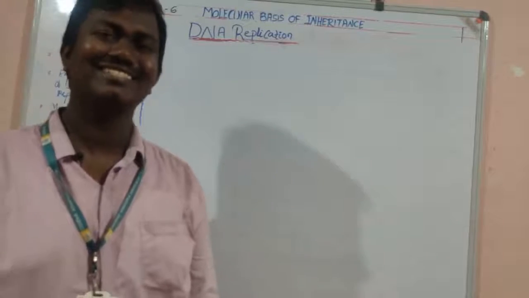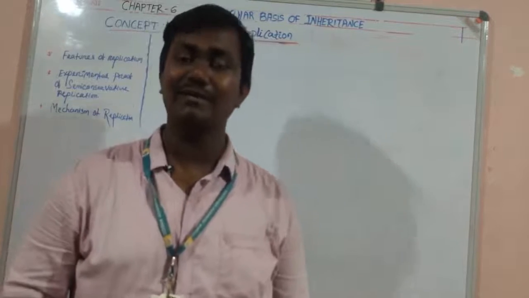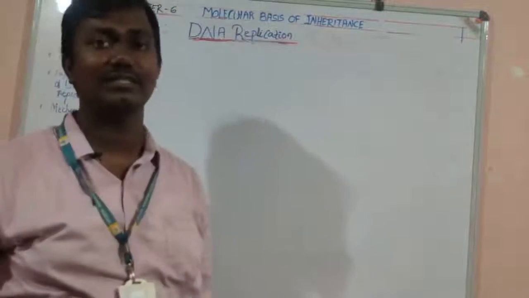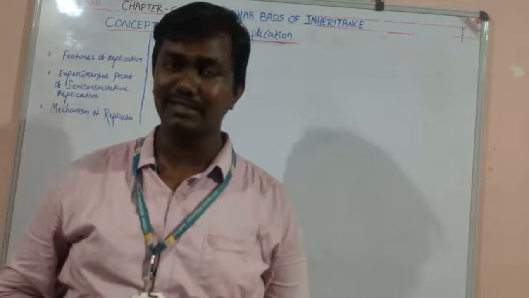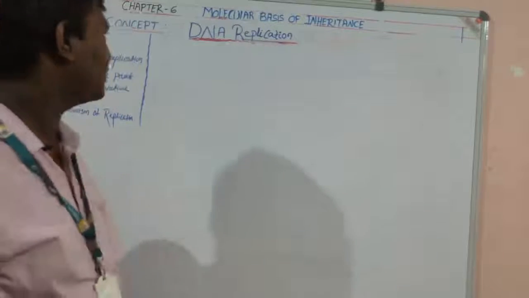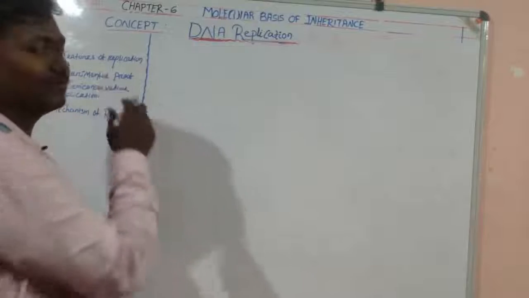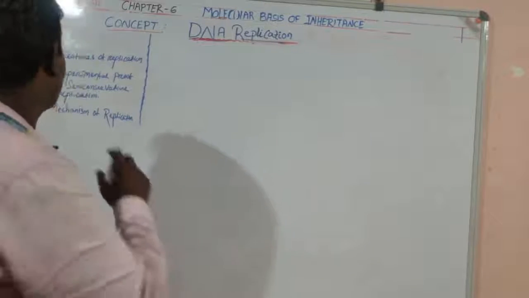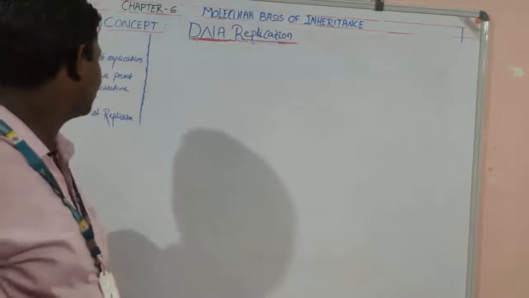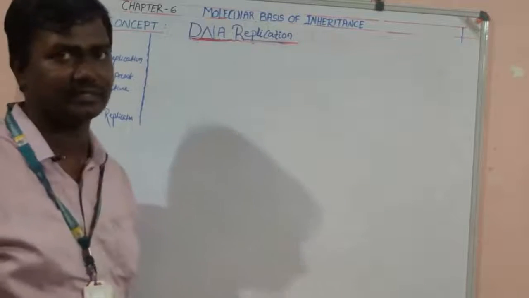Hello students, today we are going to learn a very important concept, that is DNA replication, which is coming under your chapter 6, molecular basis of inheritance. Under this concept we are going to explore features of replication, experimental proof of semi-conservative replication, mechanism of replication.